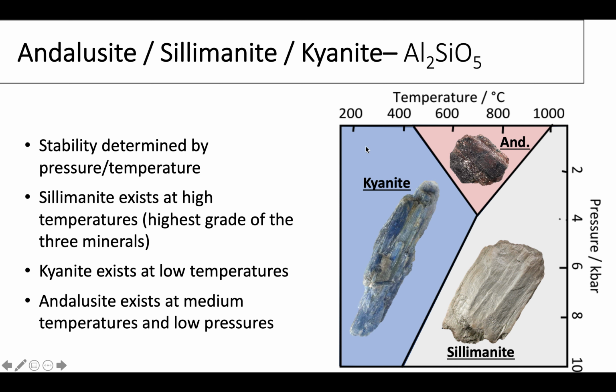And so this is really, really helpful when it comes to identifying what conditions metamorphic rocks have undergone, because if you find sillimanite in your rock, you automatically know that it's been heated to high pressures. If you find andalusite in your rock, you automatically know that it hasn't gone to terribly high pressures.